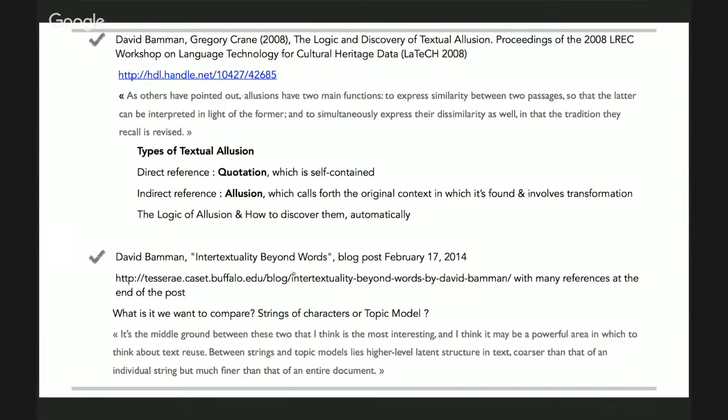see the way Lucianos was using inscription in his True Stories book. It's the middle ground between these two that I think is the most interesting, and I think it may be a powerful area in which to think about text reuse. Between strings and topic models lies higher level latent structure in text, coarser than that of an individual string, but much finer than that of an entire document.